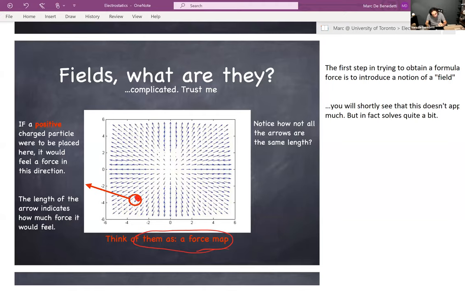So if I were to put a particle in this location, this force field tells me that it would feel a force this way. Whereas if I put a particle here in this field, it would feel a force this way. That's what a field is. It is simply a mapping of both magnitude and direction of where the force would be had you been there. It doesn't necessarily mean you are there. It's like a road map. It doesn't mean you're everywhere on the map simultaneously.